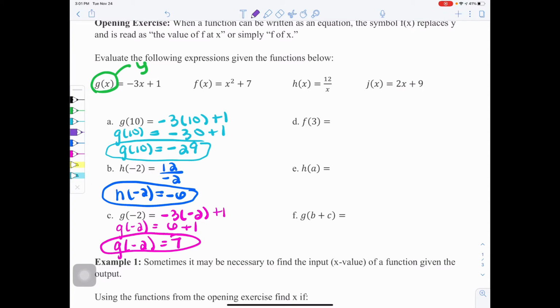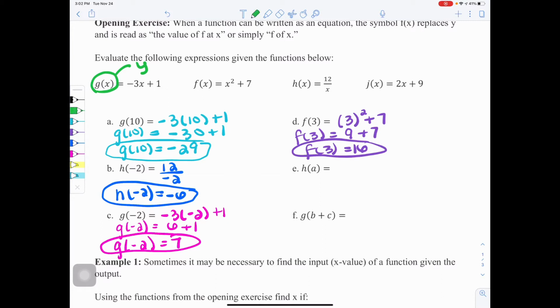For f of 3, I'm going to look at my function f of x. They would like me to use x squared plus 7. So the 3 goes in x's spot and the squared is on the outside, plus 7. So f of 3 is equal to 9 plus 7, which means f of 3 is equal to 16.